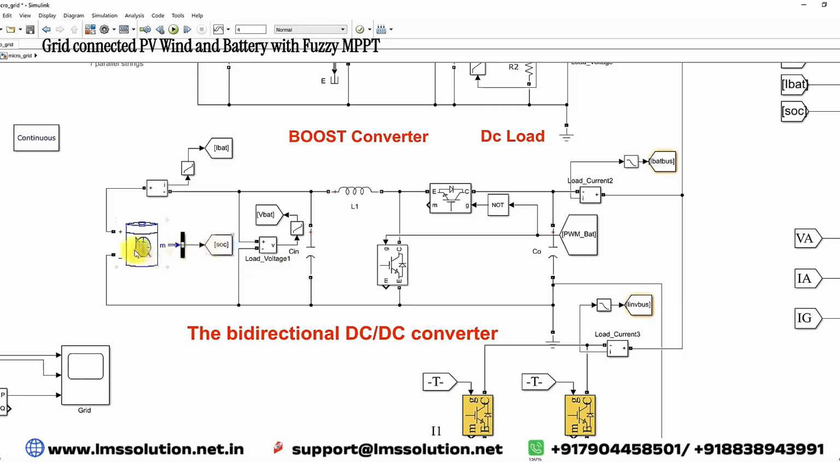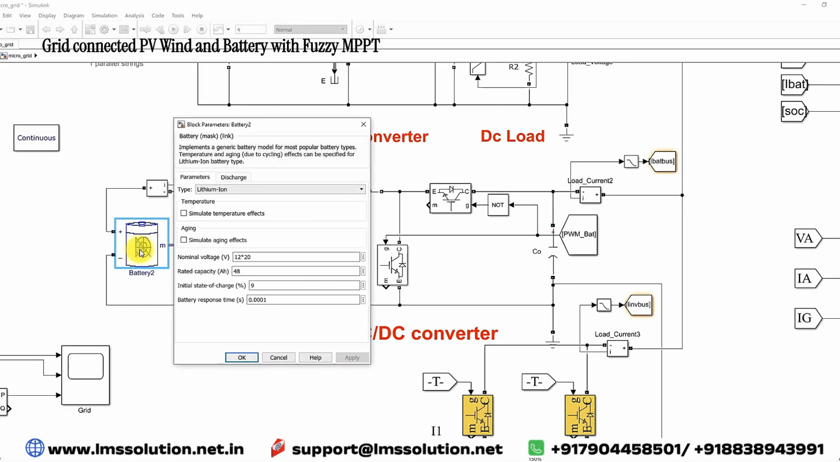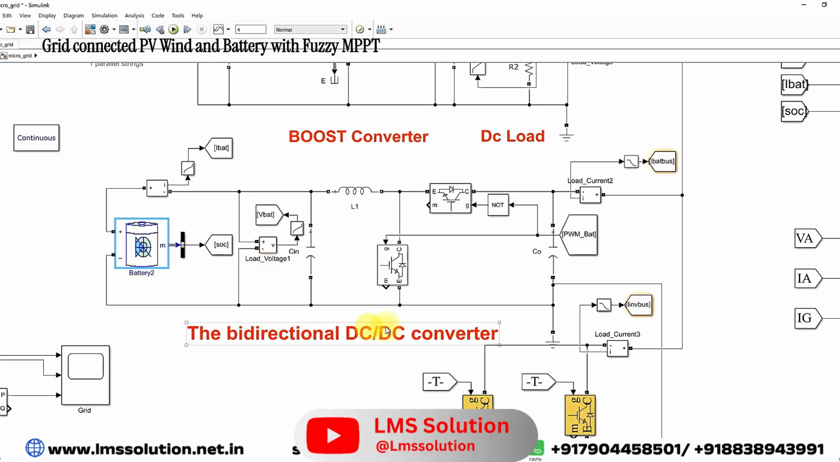And then here we have the battery energy conversion system. The battery is going to be connected. The battery rating is 12 into 20 volt, that means a 12 volt battery, and the rated capacity here we have considered as 40 Ah, and it will be connected via a bidirectional converter. Here the current flow will be in both directions based upon the power balance in the system, and also this bidirectional converter is used for maintaining the DC bus voltage at 400 volt.